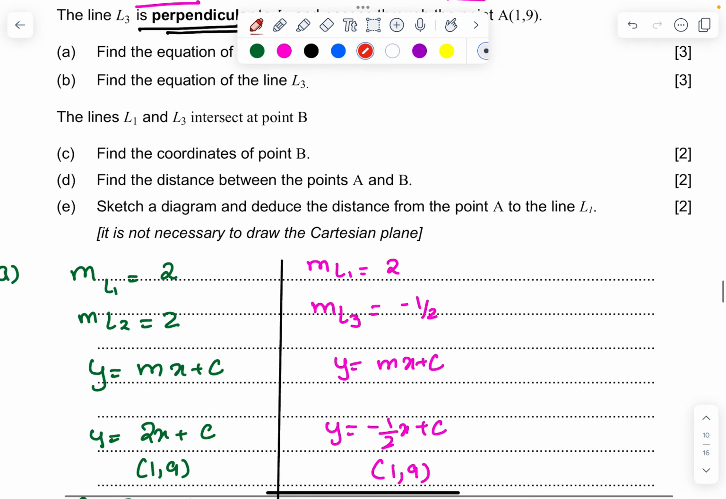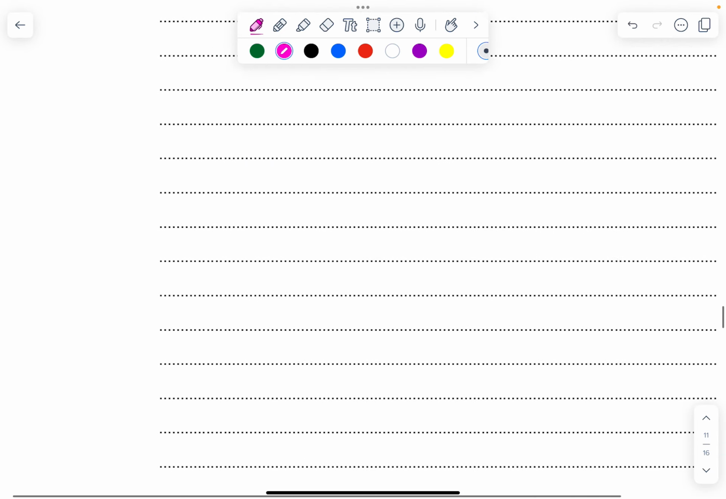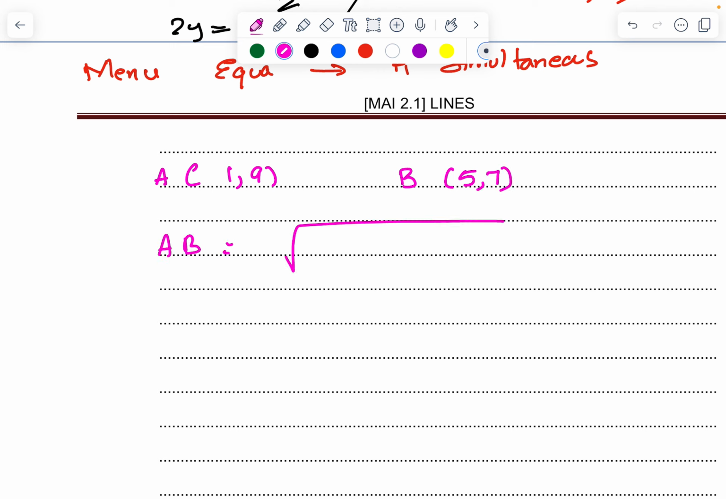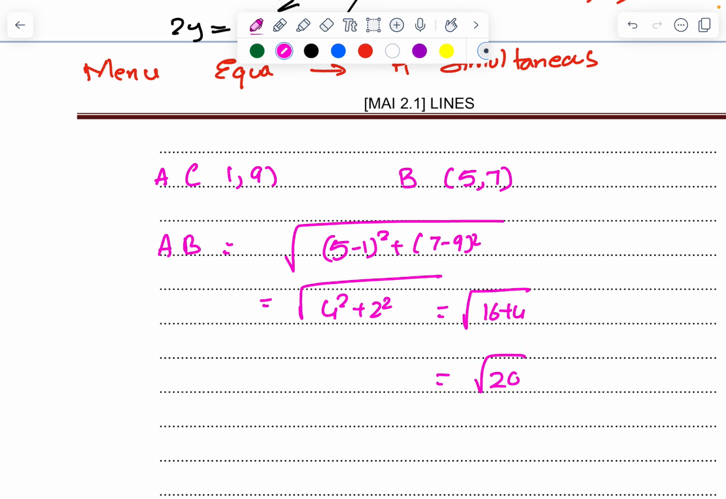Next, coming to part D, find the distance between the points A and B. He's asking us to find the distance between the points A and B. A was (1, 9) and B is (5, 7). So what is going to be AB? AB is square root of (5 minus 1) whole square plus (7 minus 9) whole square, which is square root of 4 square plus 2 square, which is square root of 16 plus 4, square root 20, which is square root of 4 times square root of 5, 2 root 5. That's going to be the answer.